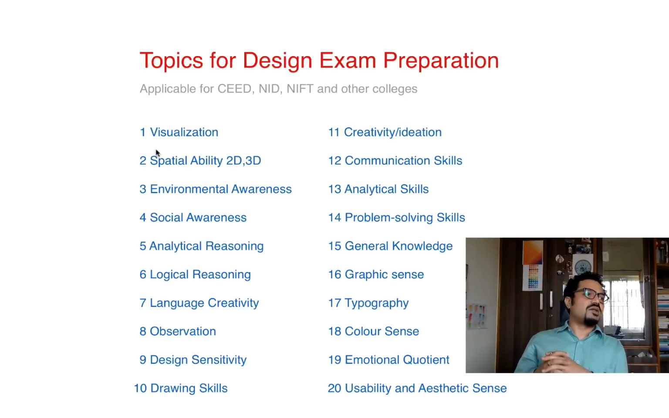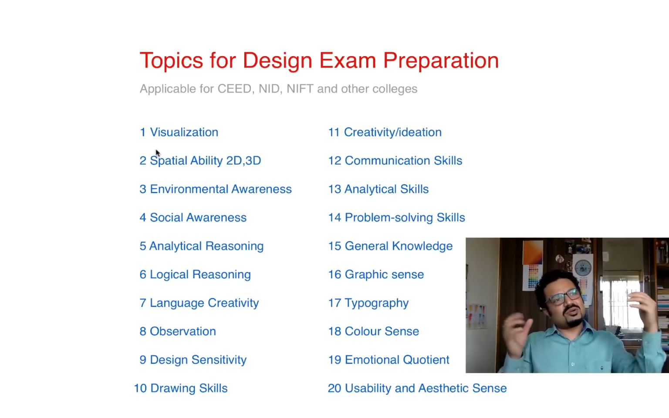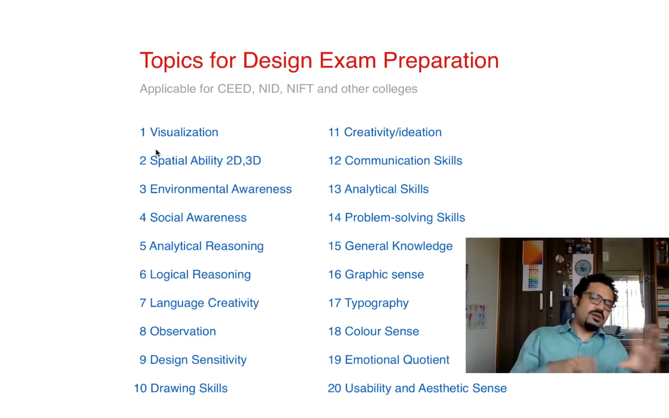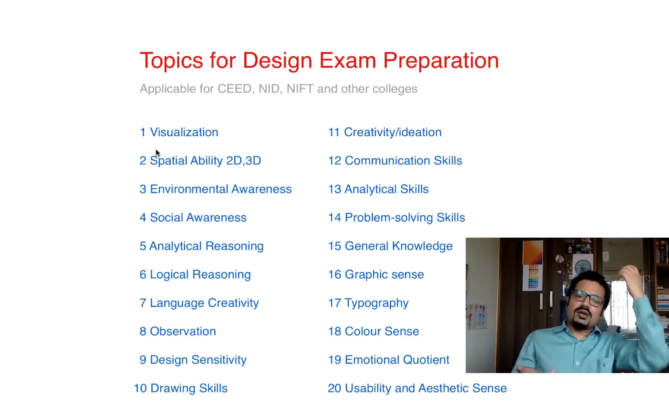Suppose there are some natural calamities like floods or earthquakes. What is your opinion about that? What do you think can be a good solution to save more number of people and all sort of things like that. Then fifth and sixth are your analytical reasoning and logical reasoning.